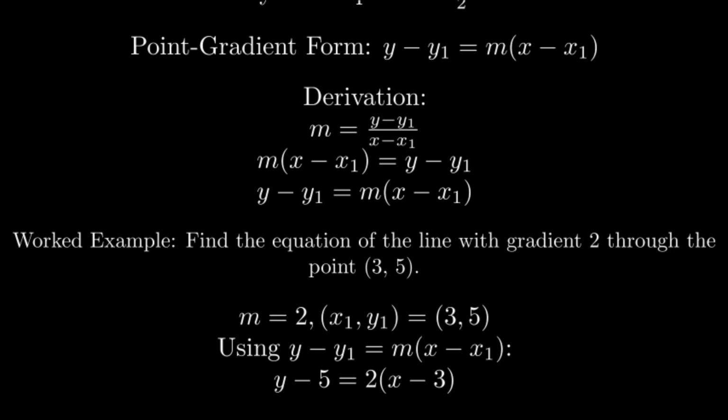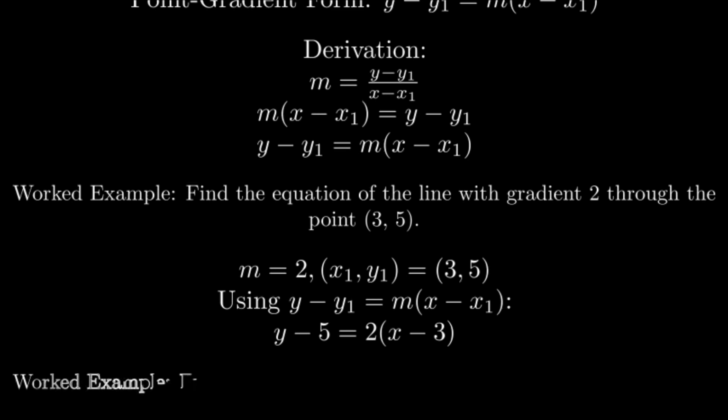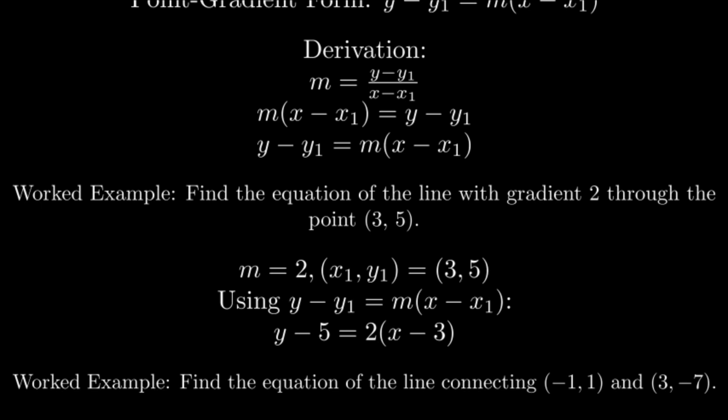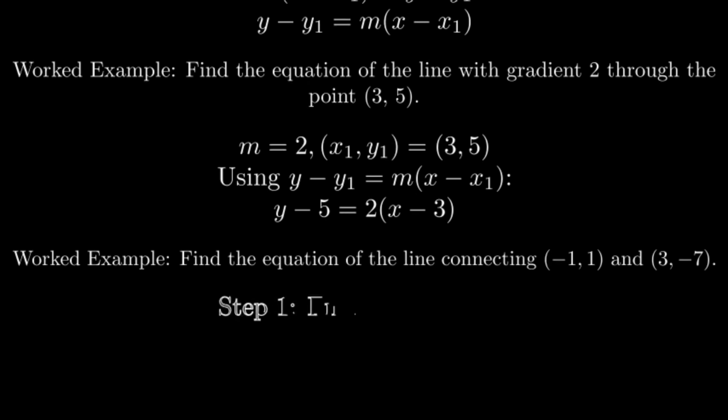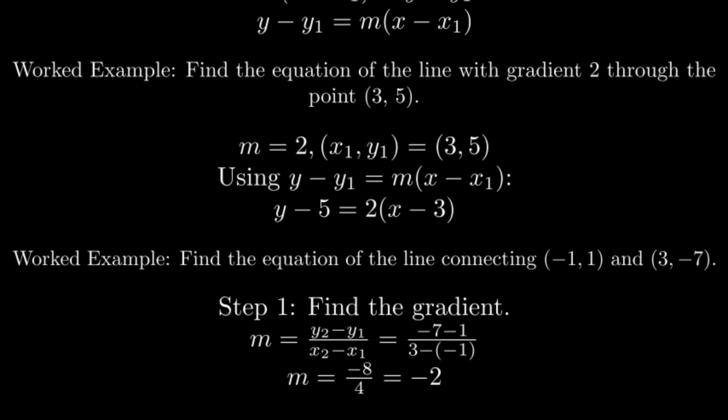Let's try a slightly more complex problem where we have to find the gradient first. Find the equation of the line connecting the points -1, 1 and 3, -7. Step 1 is to find the gradient using our gradient formula. Let's take x1, y1 as -1, 1 and x2, y2 as 3, -7. The gradient m is -7 minus 1 divided by 3 minus -1, which is -8 divided by 4. So the gradient is -2.